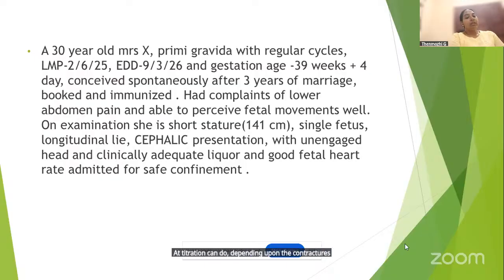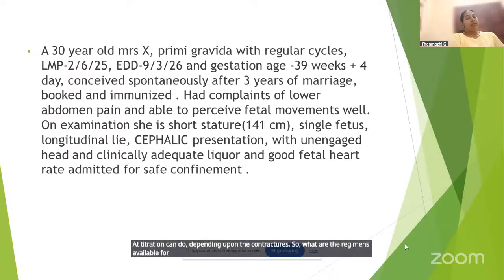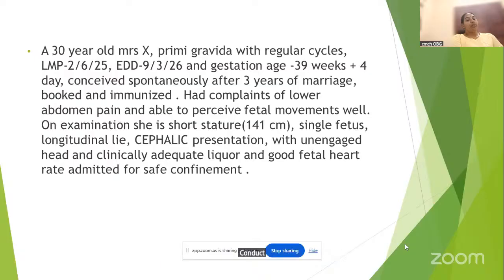So what are the regimens available for the syntocinon infusion? Regimens available. An upgrading regimen and a downgrading regimen is there. Is it not? You have not read it. Okay. So third stage of labor and then second stage of labor. What else will you take into account? What else should you be prepared for?